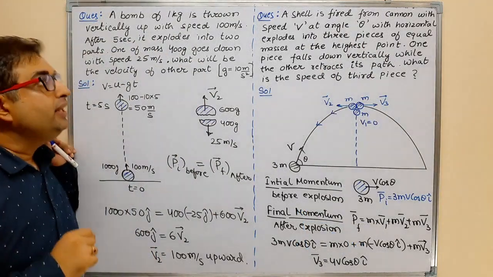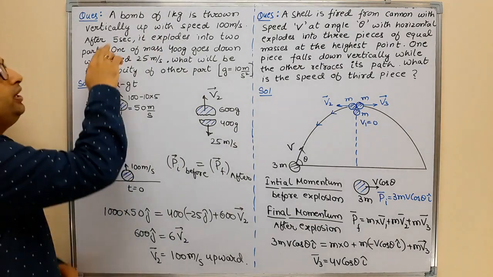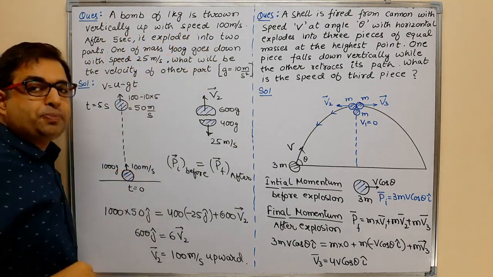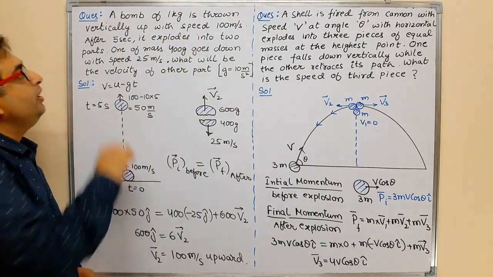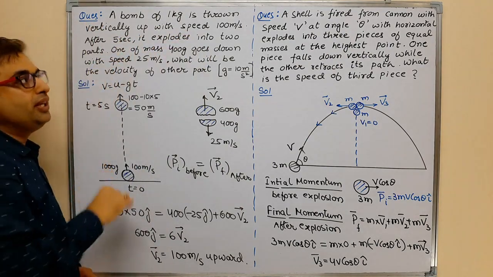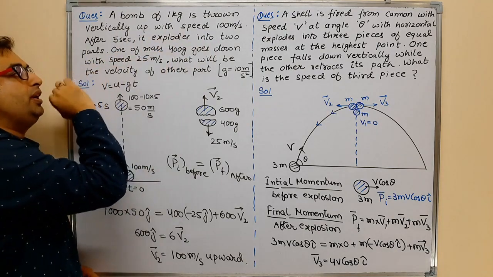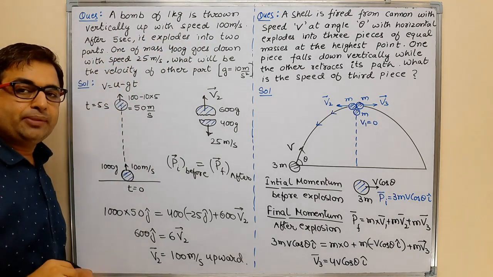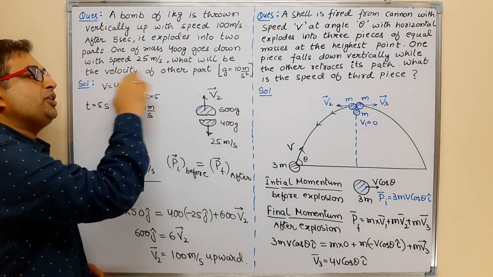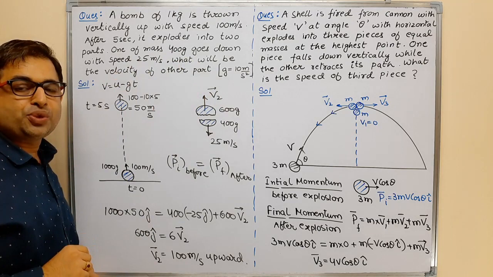Next problem. In this problem, a bomb of mass 1 kg is thrown in the upward direction with a speed of 100 meter per second. After 5 seconds, it explodes into two parts. One part of mass 400 gram goes down with a speed of 25 meter per second. What is the speed of the other part? g is already given to you, 10 meter per second square.